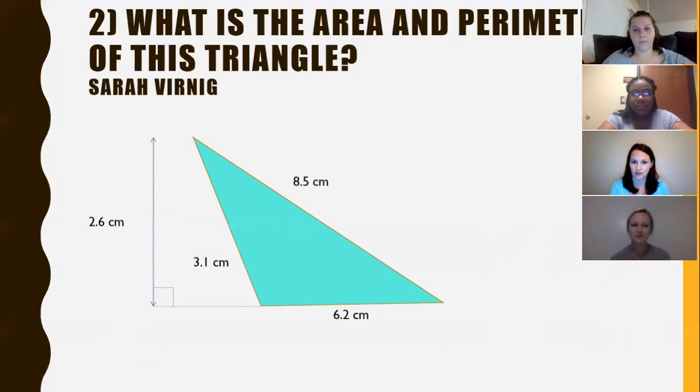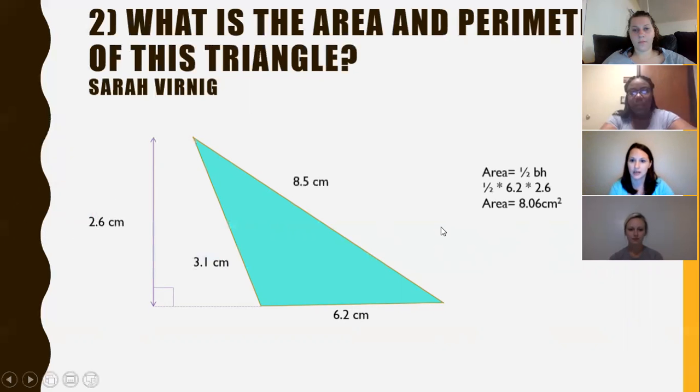So for our perimeter, we're going to take 8.5 plus 6.2 plus 3.1. The reason we're not going to add the 2.6 is because, although it shows it as height, it's not the correct height for our triangle. So our perimeter is going to be 17.8 centimeters with all 3 sides added together.